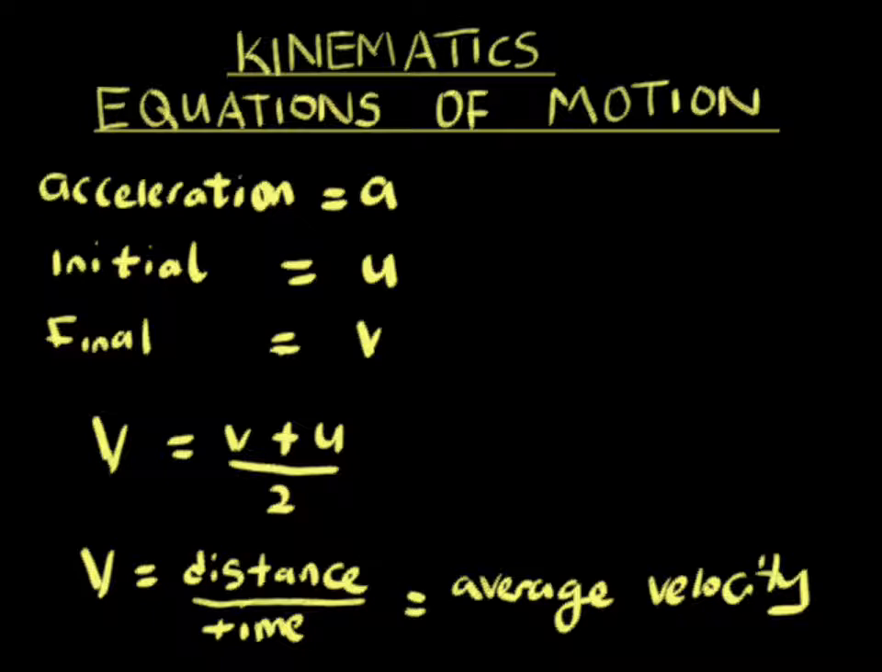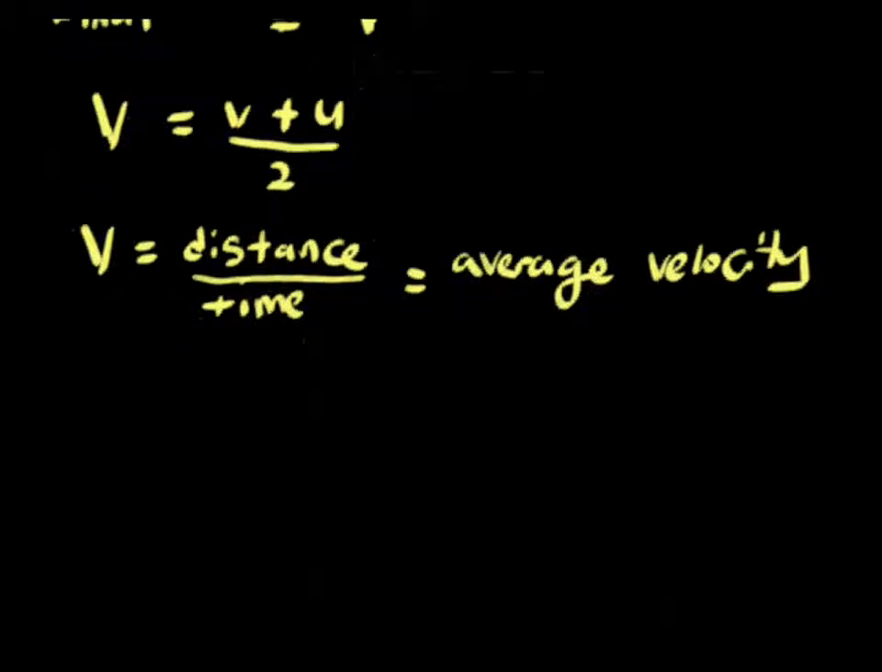Now, let's make our distance the subject of the formula. So this gives us that V equals distance over time. Trying to make distance the subject of the formula, we have distance equal to V times time. Distance would be equal to average velocity times time. Mind you, I am denoting average velocity with a big V, but I'm denoting your final velocity with a small letter v.